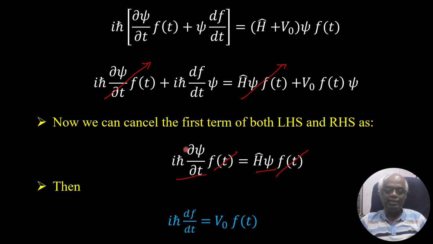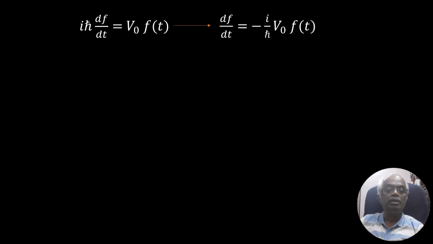On the left hand side you have iħ ∂f/∂t, and of course I can cancel this side, this side, which is equal to V0 f(t). We got this expression iħ df/dt is equal to V0 f(t). Now you bring this iħ to the right hand side, that will become minus i over ħ V0 f(t).